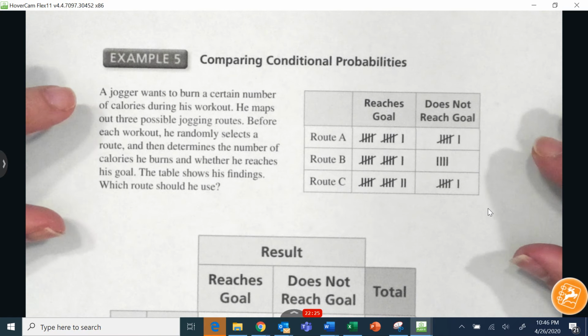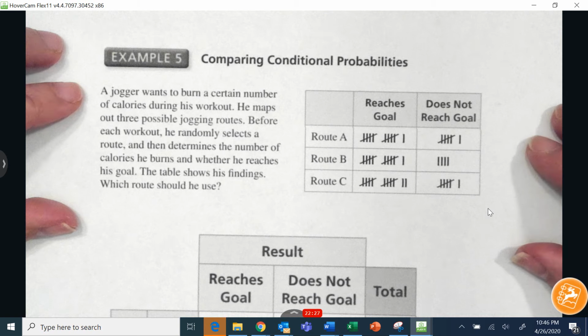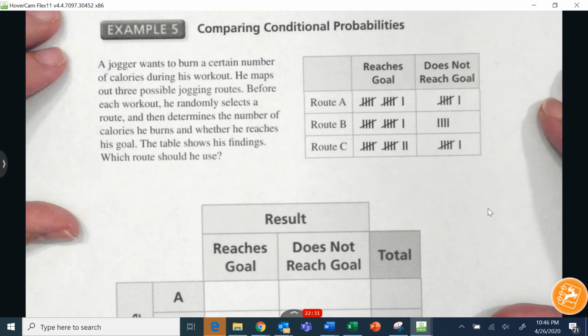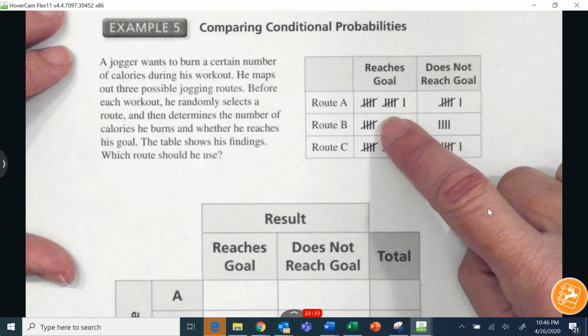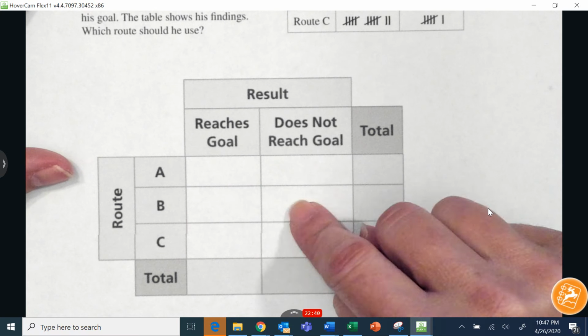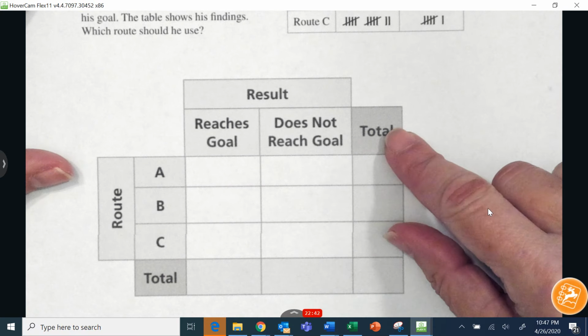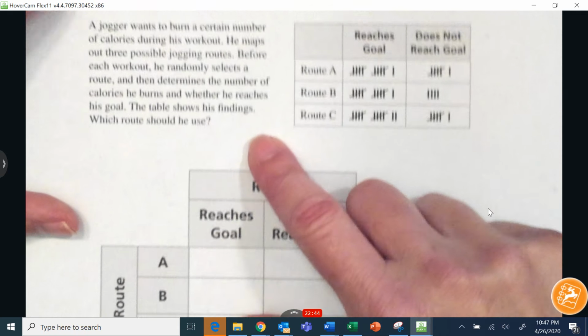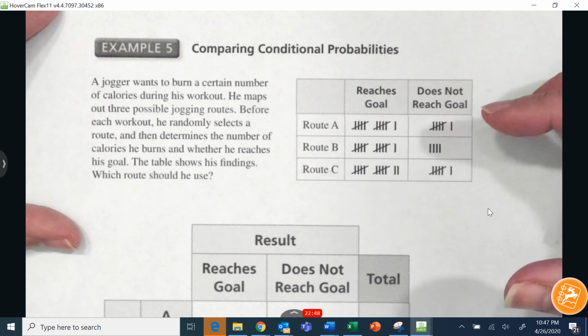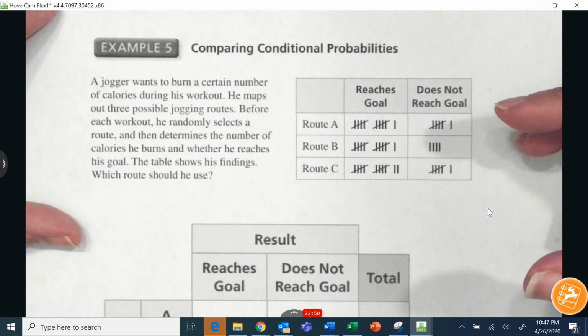All right, so the last one is comparing conditional probabilities. I'm going to have you pause this, and I want you to actually put the numbers in here. We are going to find the relative joint frequencies and the relative marginal frequencies, and then we're going to compare these answers to find out if we have a jogger that wants to burn a certain number of calories during his workout.